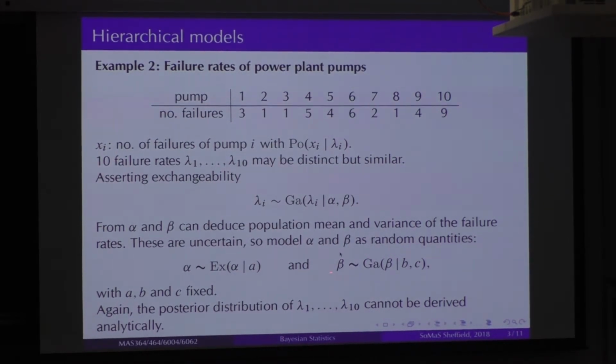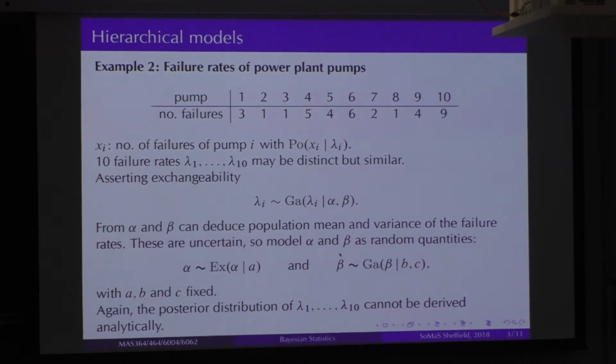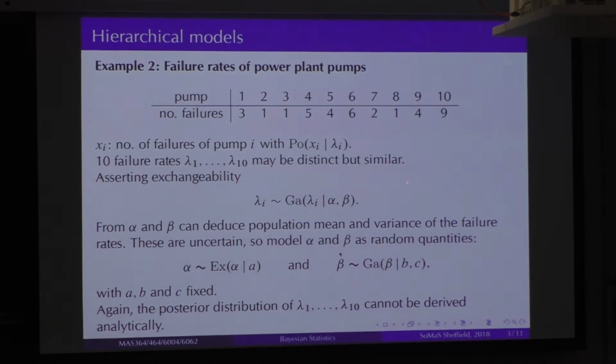So we can use priors, and this is just an example. You can use any prior that would be sensible in this way. We can assume that alpha is exponential with parameter A, and beta will be gamma with parameters B and C.